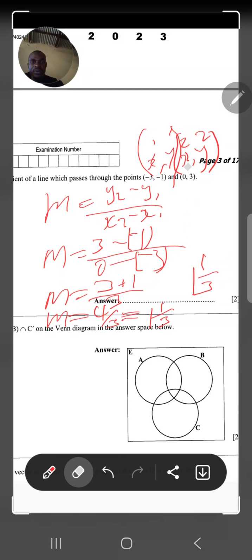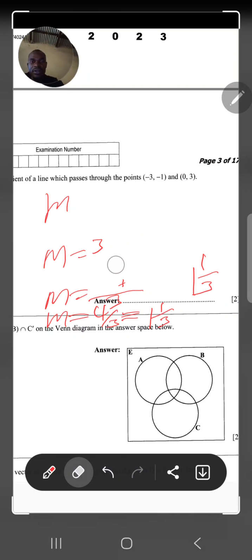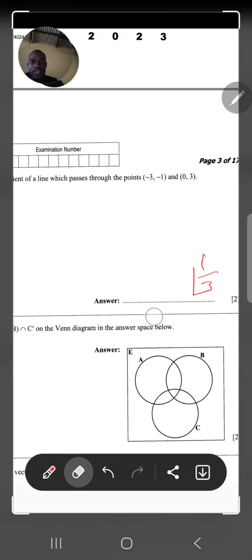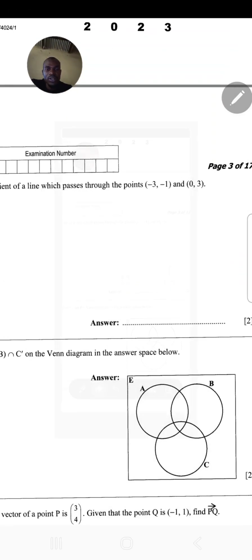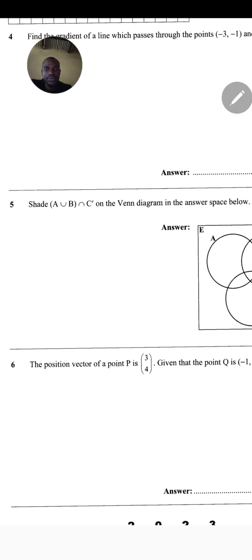Okay, that is our final answer there. So the gradient is 1 over 3. All right, so that is the gradient. That's how we find the gradient. All right, so we will proceed on to the next question, which is on the sets.